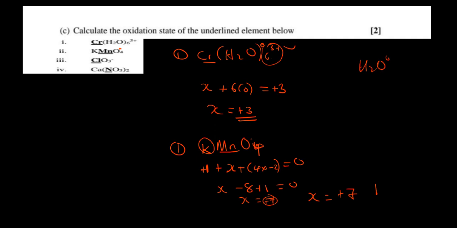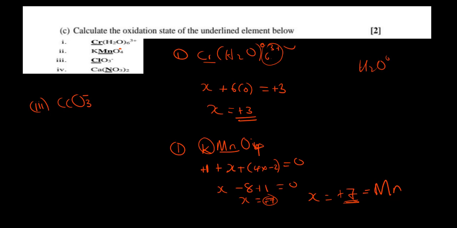That is now for this guy. All right, so you write positive 7 like that. Then for number 3, what we do is we say chlorine there, then we are given the oxygen with a negative there. So how do we do this one?